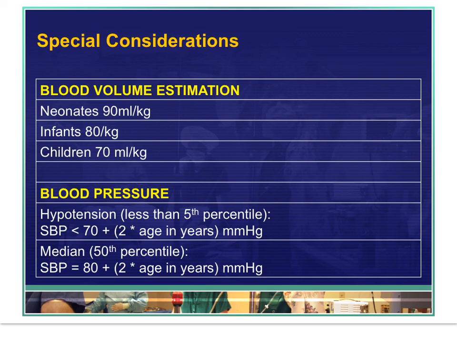If we take, for example, a child of 10 years old, you would have 70 plus 2 times age, 2 times 10, 20, so less than 90 millimeters of mercury for systolic blood pressure for them to be defined as hypotension. The median or the 50th percentile would be defined as 80 plus 2 times age in years. So for a 10-year-old kid, this would be 100 millimeters of mercury, and so that would be considered as normal.